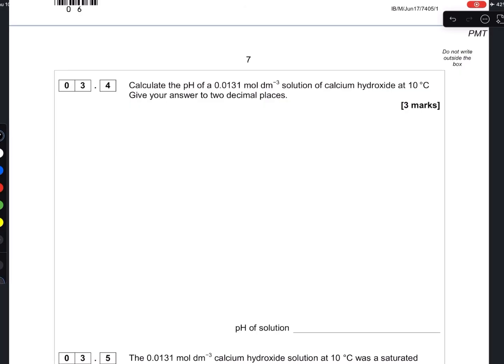Calculate the pH of a 0.0131 mole per decimeter cubed solution of calcium hydroxide at 10 degrees. Give your answer to 2 decimal places. First, for this question, so you don't make any silly mistakes, it's important to write this out as an equation. Calcium is in group 2, so our calcium hydroxide is going to have 2 hydroxides, because calcium forms 2 plus and we need 2 of these to balance that. This is a strong base, so at equilibrium it will fully dissociate. So we're going to have calcium 2 plus, and 2 OH minus.